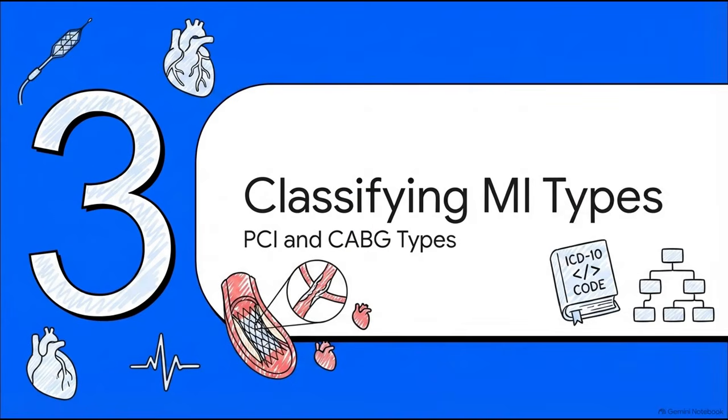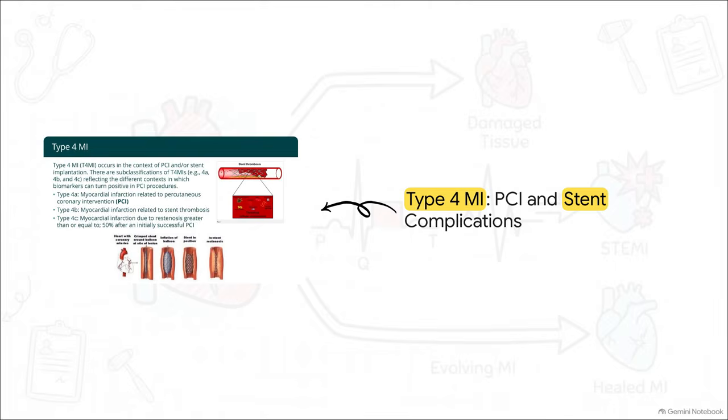Next up, Section 3, Classifying MI Types, focusing on PCI and CABG types. We're actually going to bypass the standard Type 1 and Type 2 MIs for just a minute and look really closely at Type 4. So, Type 4 MIs happen specifically in the context of a percutaneous coronary intervention, or a PCI. And there are 3 critical subclasses you need to know here.